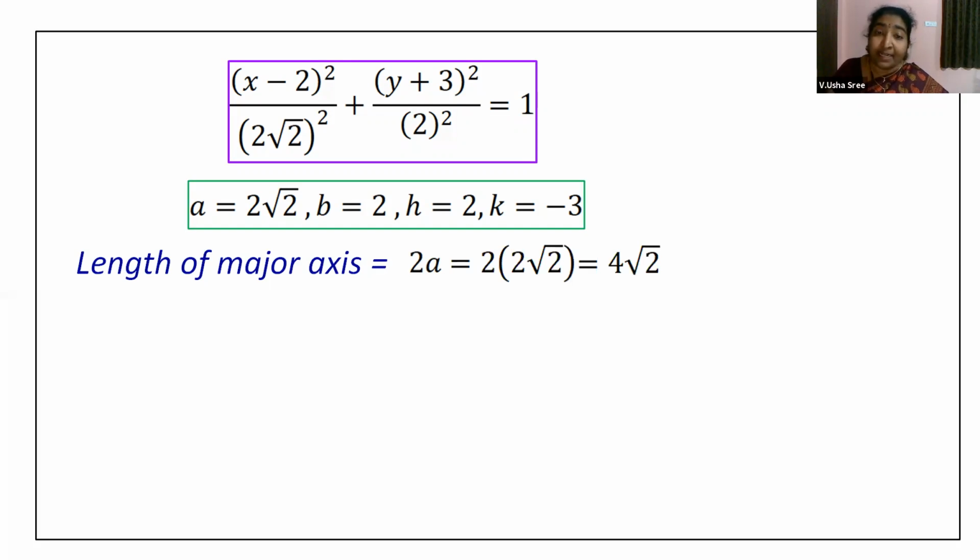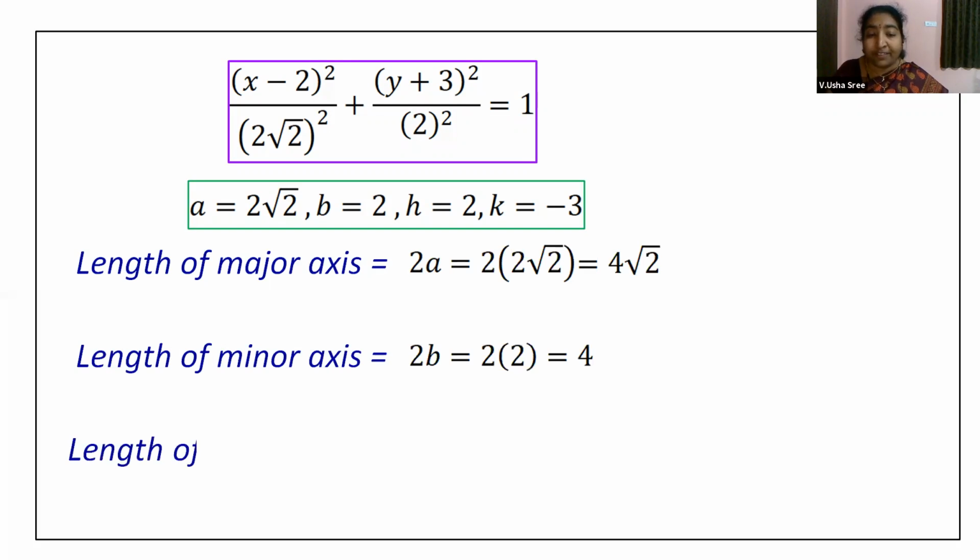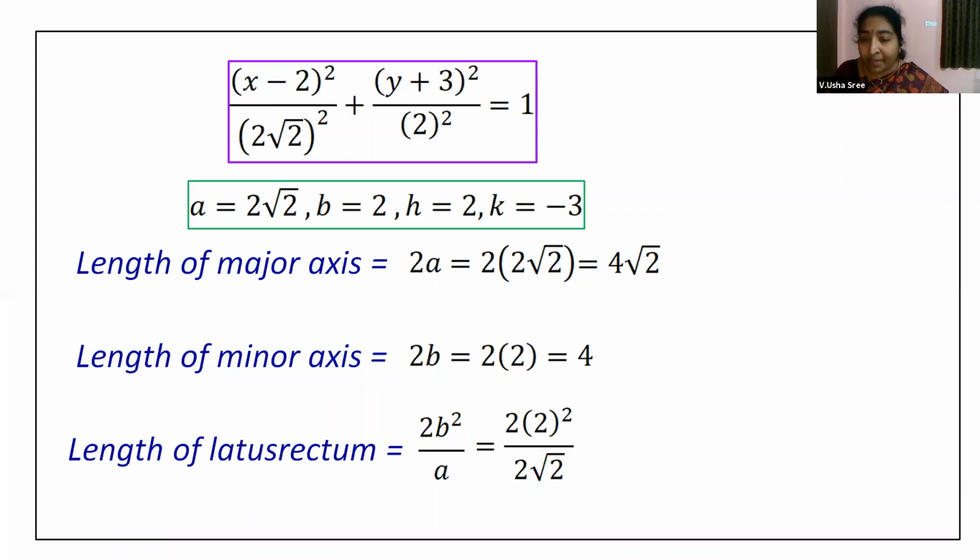Now, what is the length of the minor axis? It is 2B. 2B is nothing but 2 into 2, which is equal to 4. Then the length of the latus rectum. The length of the latus rectum is given by 2b square by a. What is 2b square by a? 2 into 2 whole square by 2 root 2. Now, when you simplify this, you will have it as 2 root 2. Why, children? You cannot have a surd in the denominator, so you need to rationalize. This is the basic thing we have learned in class 9, isn't it? So the length of the latus rectum we have calculated as 2 root 2.